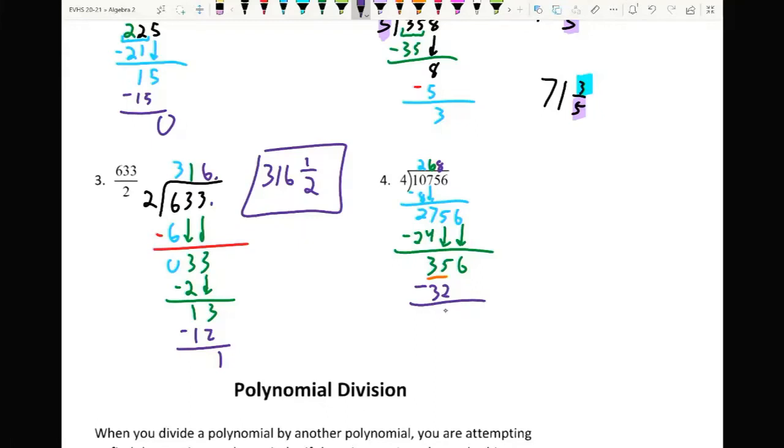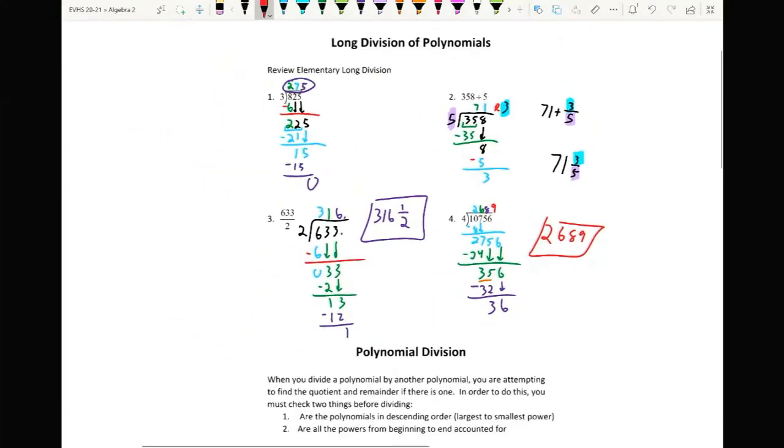35 minus 2 is 3. And now my 6 drops. And then 4 will go into 36 9 times. So my answer is just 2,689. Whew.